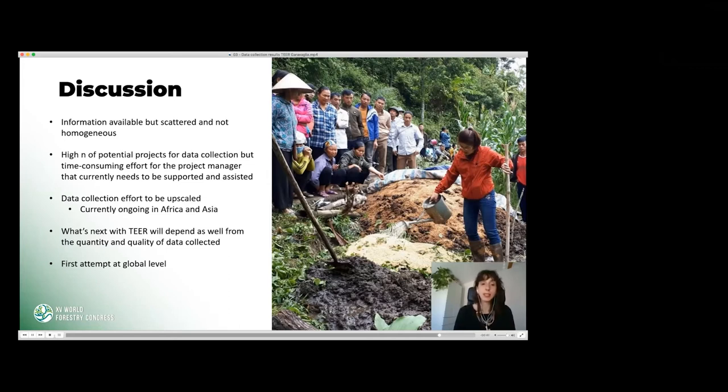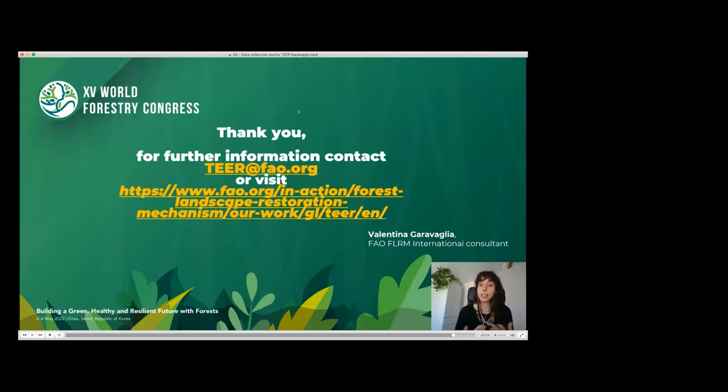What's next with the TEER in the next months and year will depend on the quantity and the quality of the data that we are collecting. Any collaboration is very welcome, and I will stop here, thanking you for your attention. In case you need more information on the TEER, do not hesitate to contact us at the email address TEER@FAO.org or visit the webpage dedicated to the initiative in the FLRM webpage.